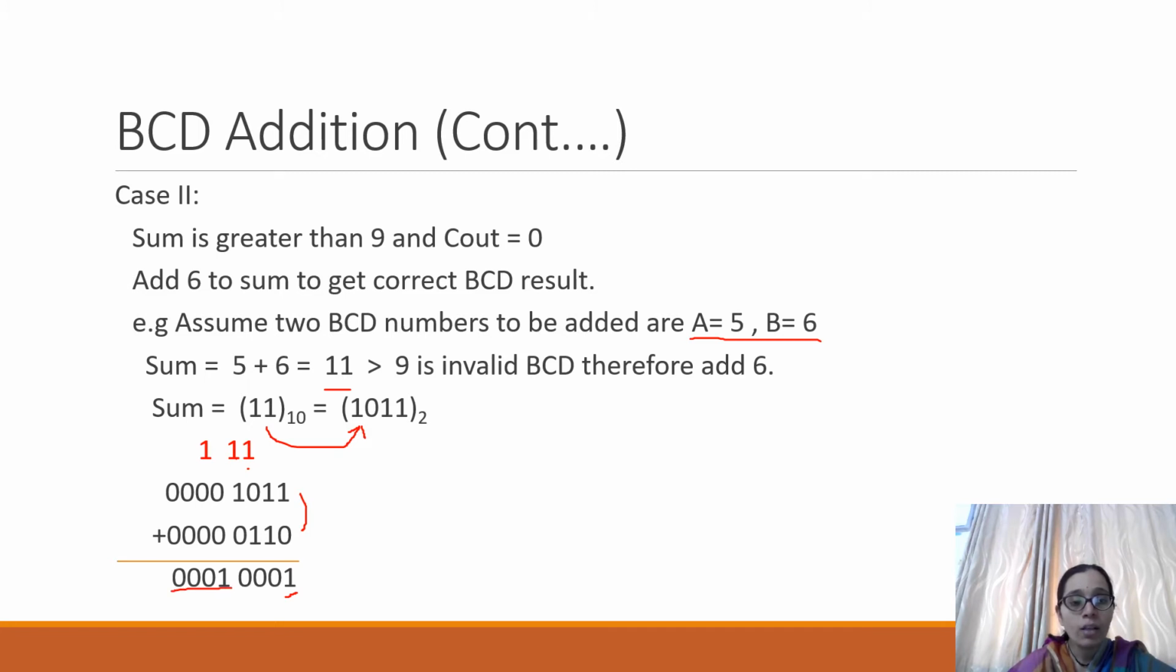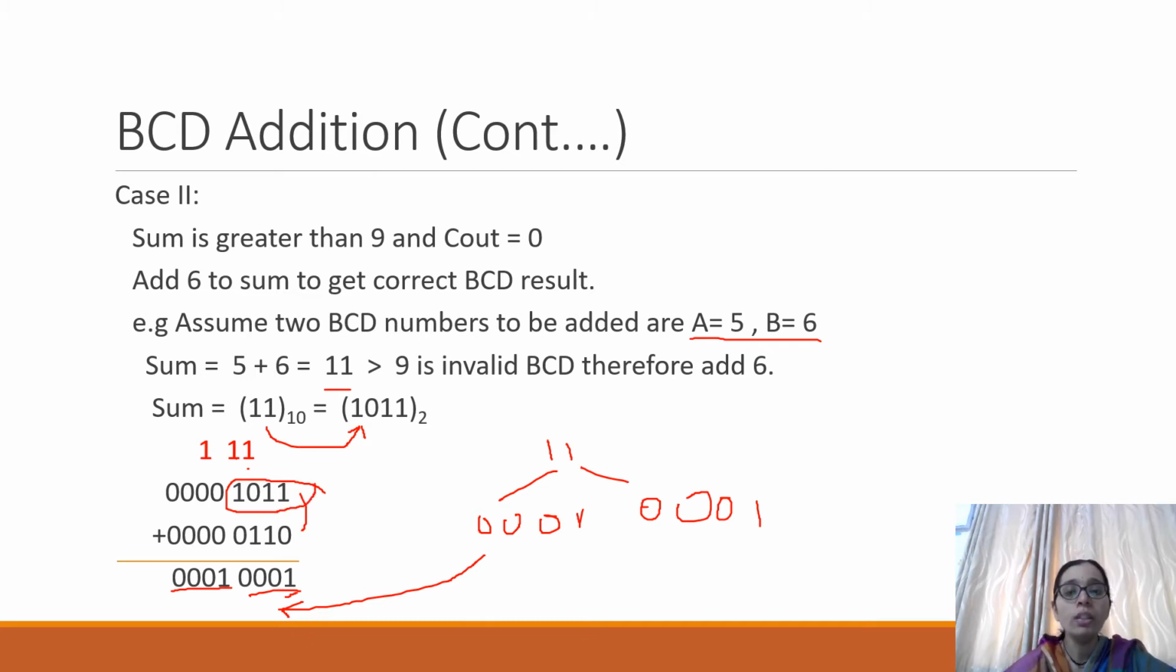So 11 is now valid BCD. Because how valid BCD is represented, that is, 11 will be represented as 0 0 0 1 and 0 0 0 1. Therefore we got the correct answer, that is 11. Before that we were having 11 in binary or in invalid BCD. Therefore we have added 6 and we got the correct result as 1 1, that is 11.